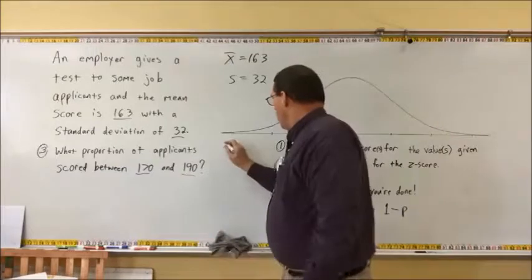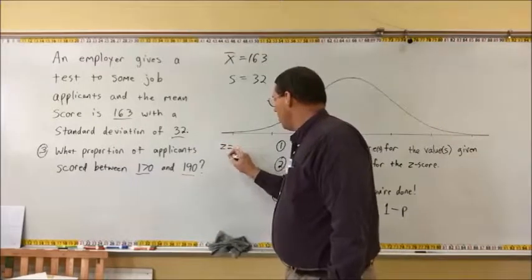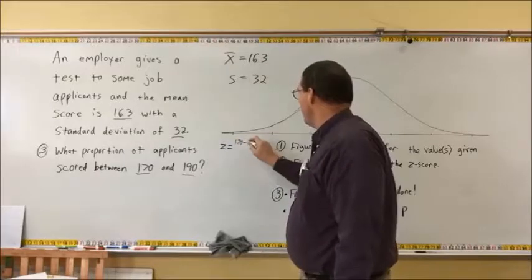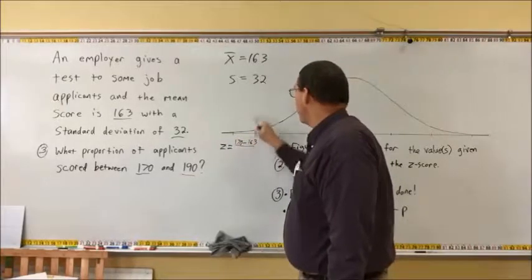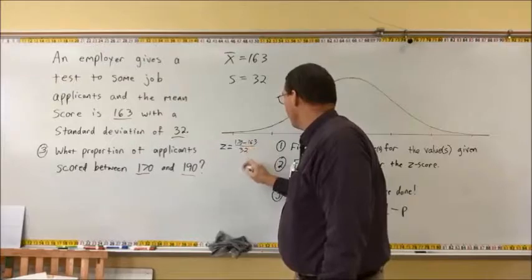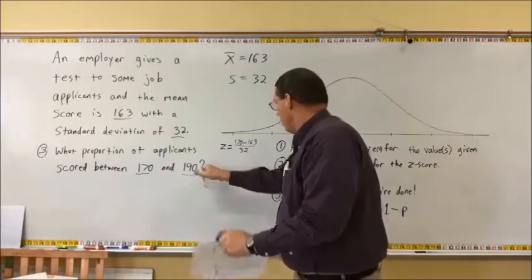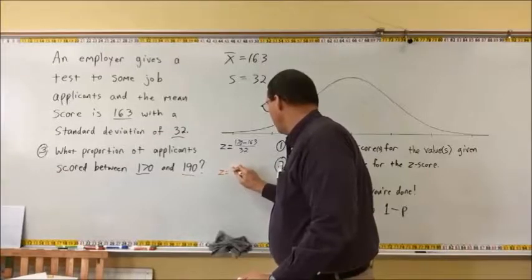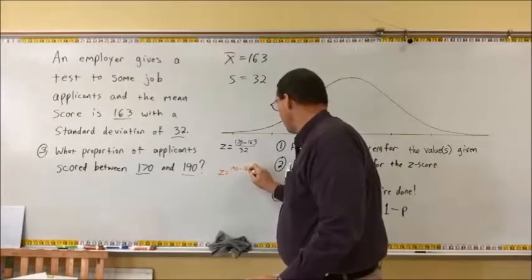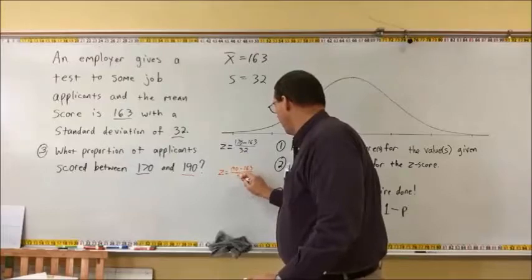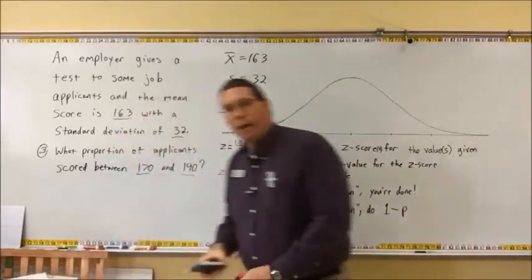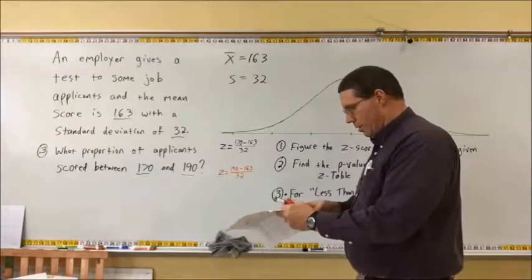So we're going to have the z-score for 170, we're going to do 170 minus the mean, 163, divided by 32. And then for 190, it'll be 190 minus 163 divided by 32. Okay? Let's grab a calculator and crunch some numbers. All right, let's see here.